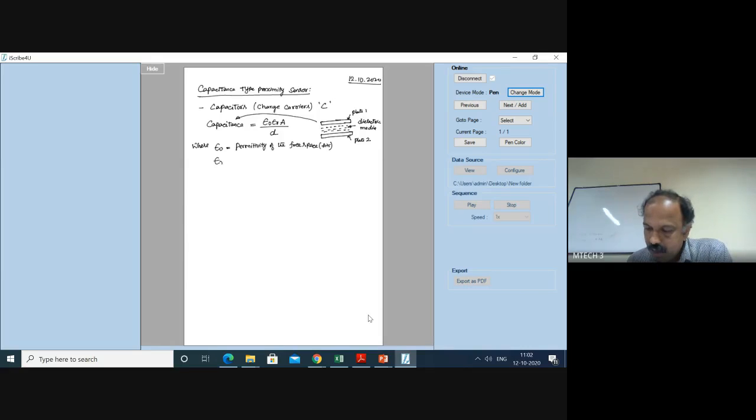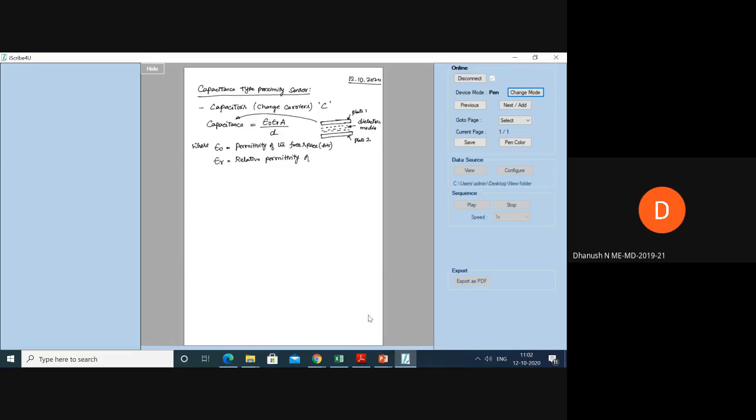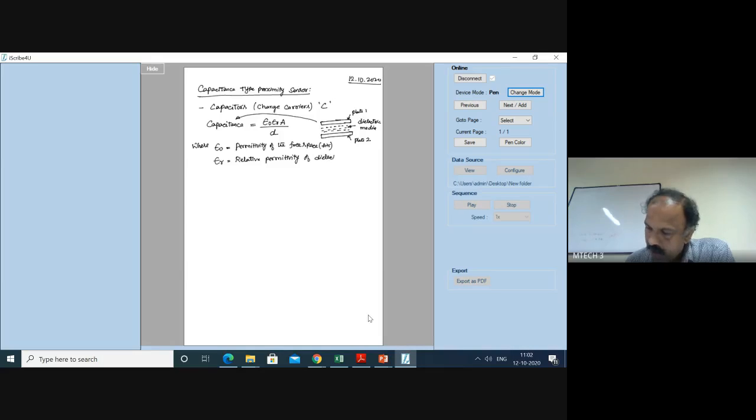Epsilon r is the relative permittivity. Can you see clearly what I am writing? Yes, sir. Okay, good. Relative permittivity of the dielectric material.